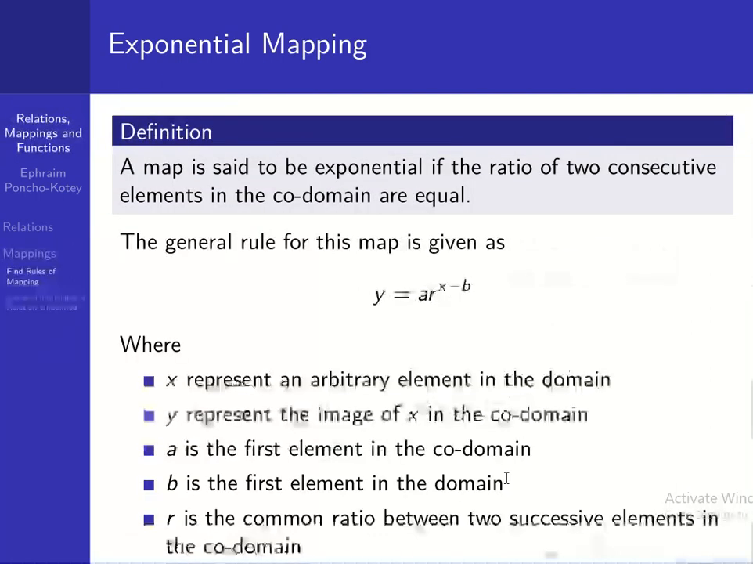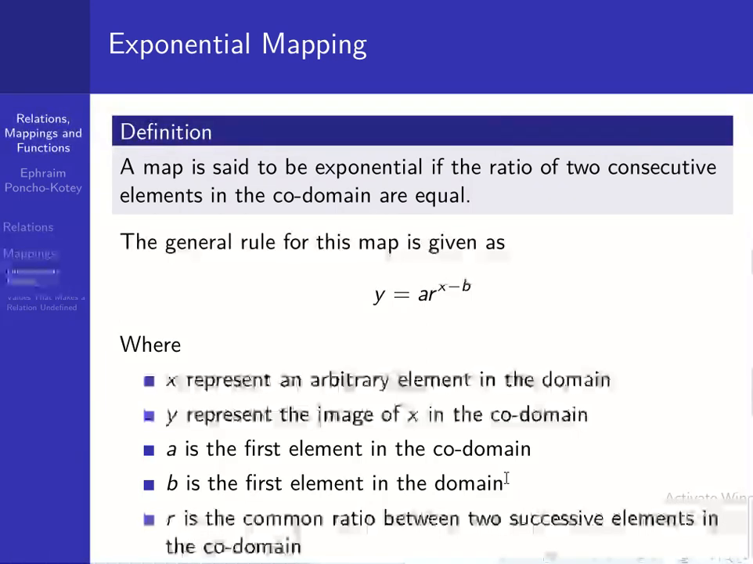It's what we call the exponential map. So a map is exponential if you can write it as y equals a r to the power x minus b. And we can find this if two consecutive elements in the codomain have a common ratio.